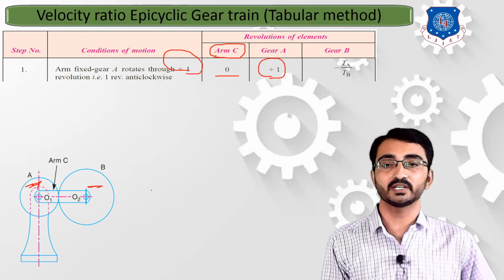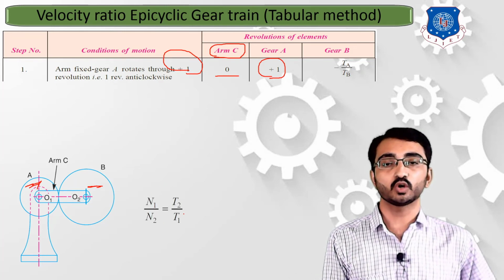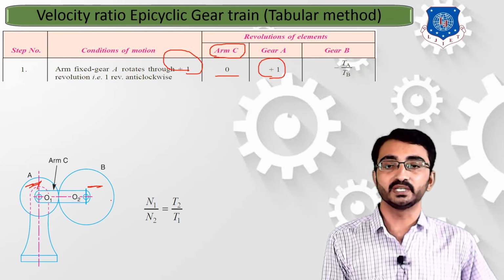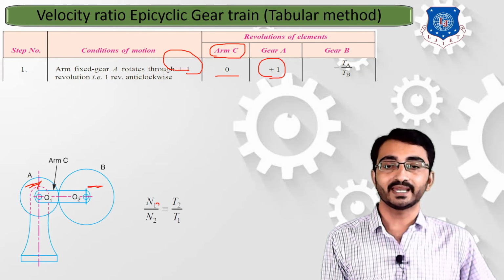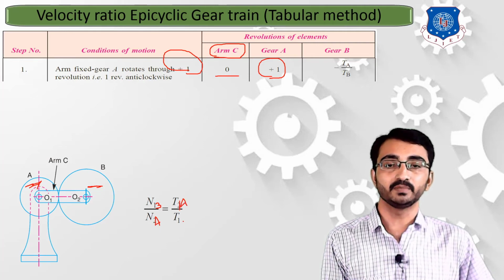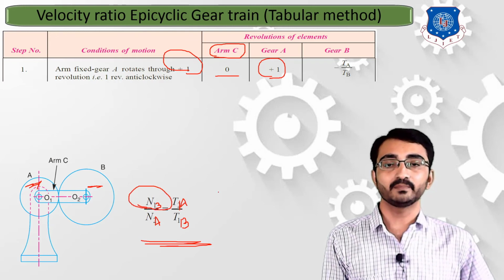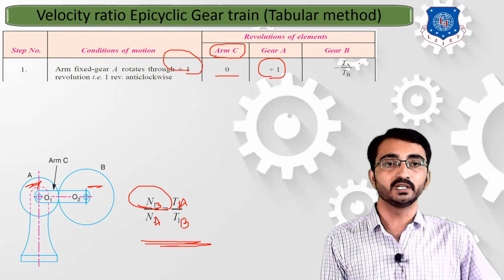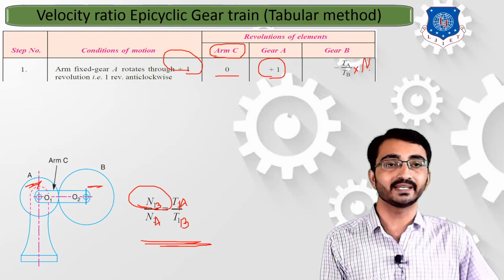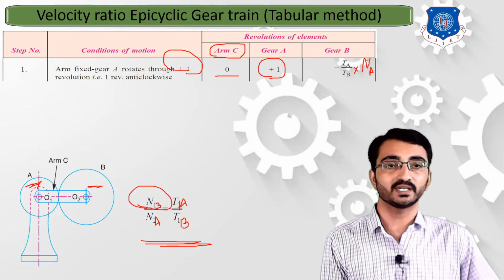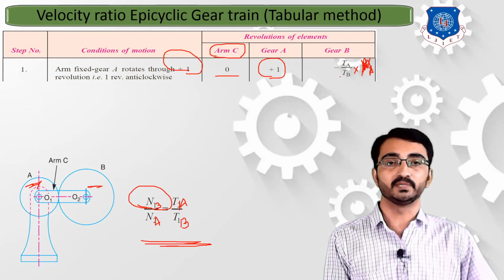So we have a simple relation that N1 by N2 is equal to T2 by T1. Now similarly, if you want to achieve the RPM of gear B, we can write down this equation that NB by NA is equal to TA by TB. So NB is equal to TA upon TB into your RPM of gear A, that is NA. But in this condition we have considered RPM of gear A as +1, so we can simply put NA equal to +1, so your equation will be TA upon TB.